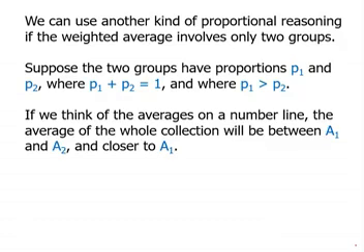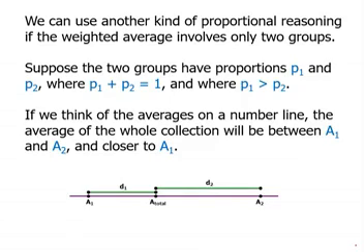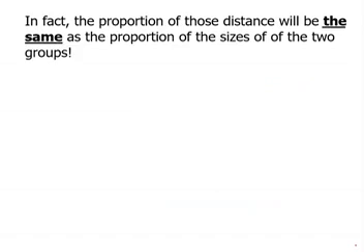If we think of the averages on a number line, the average of the whole collection will be somewhere between the average of group 1 and the average of group 2, and it will be closer to the average of group 1 because 1 is the bigger group. It would have to be closer to it. So it would look something like this. So again, group 1 is the bigger group, and so the average is going to be closer to it.